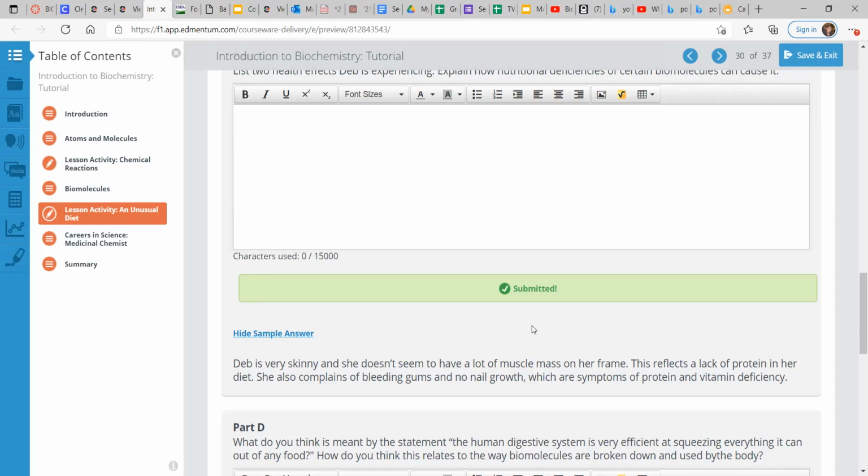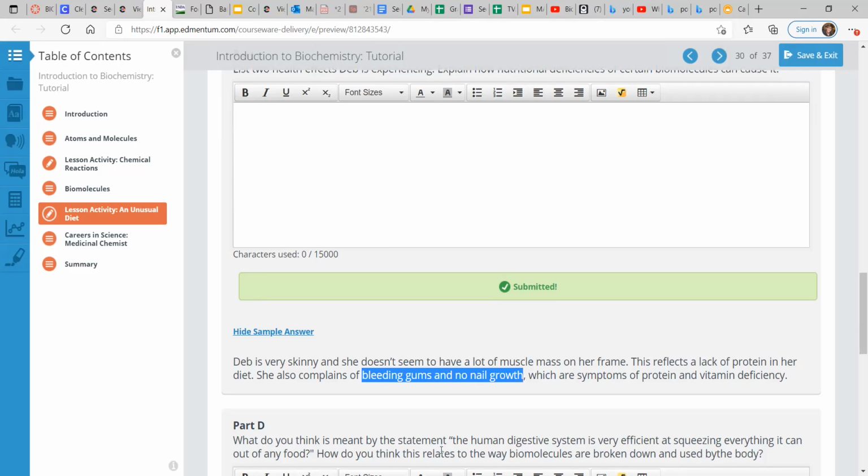But I'm more worried about her nails not growing, her hair not being as lush and nice as it could be, and her gums are bleeding every time she brushes, or fairly often. So that's no good. You know, her weight and muscle mass, people come in different sizes, so you can't always rely on looking at someone's health. But these symptoms are way more troubling to me.